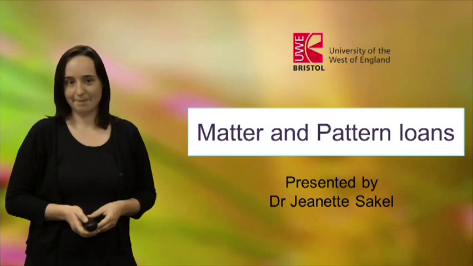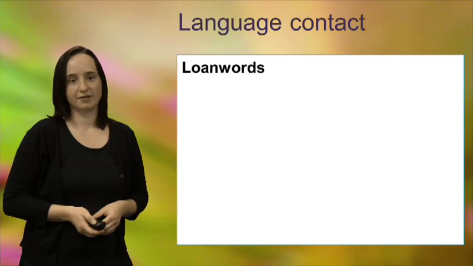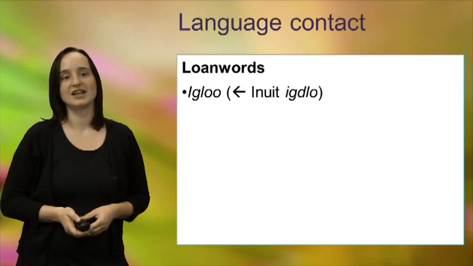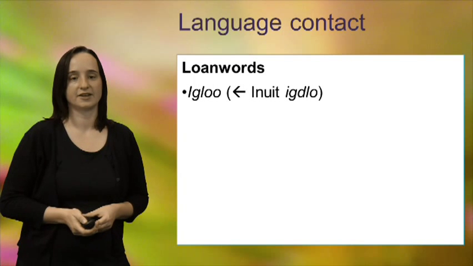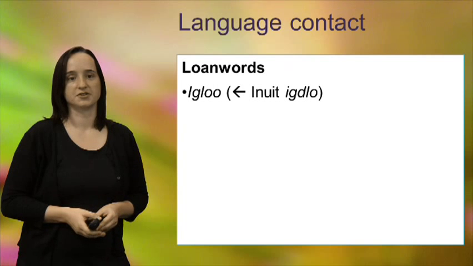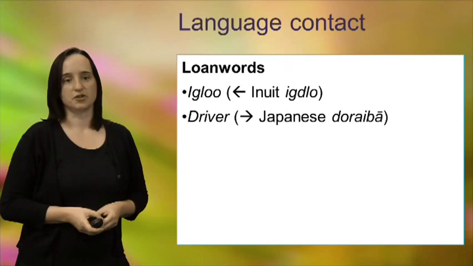What are matter and pattern loans? In language contact, we can find loanwords, and loanwords can be, for example, words like igloo, which is a loanword from Greenlandic, from Inuit, in English. In Greenlandic, it used to be written igloo, pronounced slightly differently. Now, loanwords can also go the other way around.